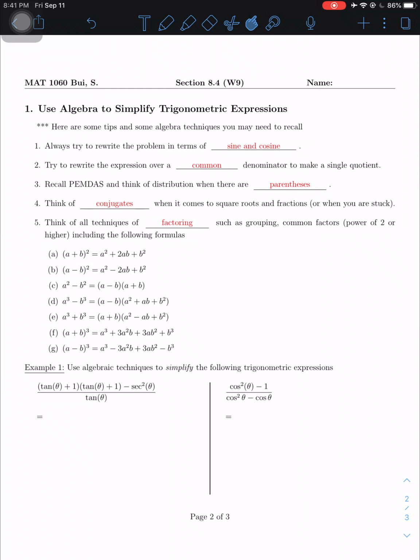So we have to learn a lot of algebra. Even this one is trig, not college algebra, I know, but still we need some techniques from algebra, okay? So just a quick reminder before we jump into the examples.